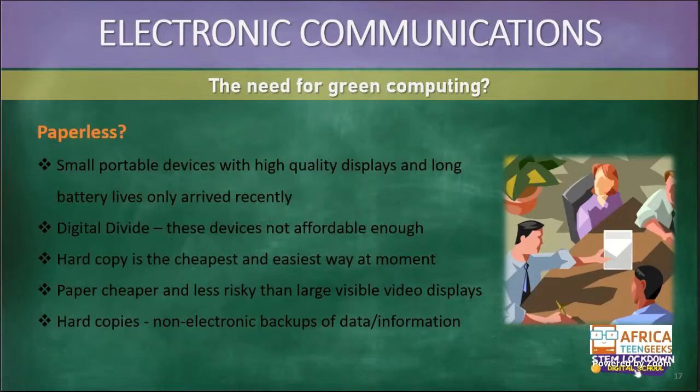Then hard copy is the cheapest and easiest way at the moment. If you want to print a page, it's maybe 50 cents, R1. So you can keep a book rather than buy an electronic device. It's going to be costly to buy an electronic device to use for your documents rather than to just print, right? Then paper is cheap and less risky than a large visible video display.